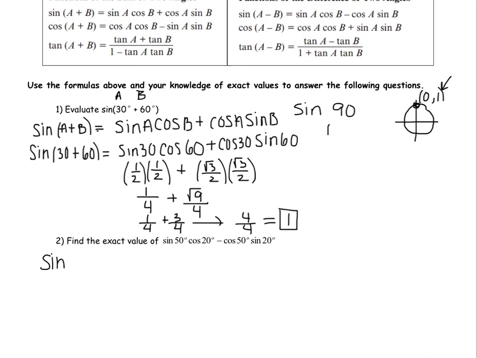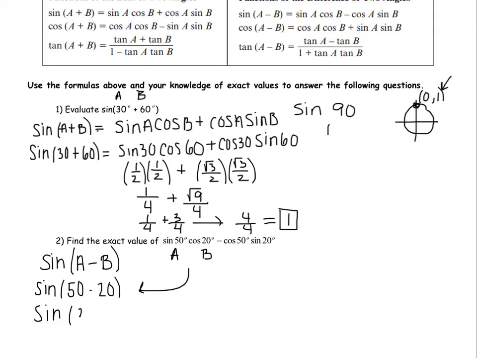So sine a minus b. Now we don't even need to write the rest of it because we know that it's going to be this stuff over here. So can't this be a and this be b? And can't we just plug that into here? So this would be sine of 50 minus 20. And doesn't 50 minus 20 equal 30? So now all we need to do is find sine of 30, look at the exact value chart, and you get 1/2. Okay, let's do the next problem.